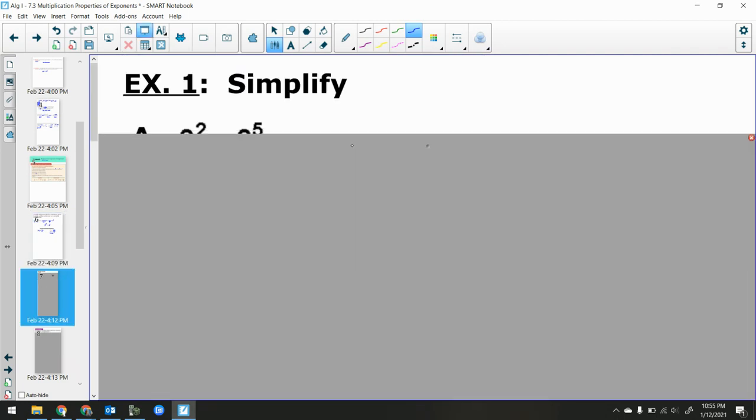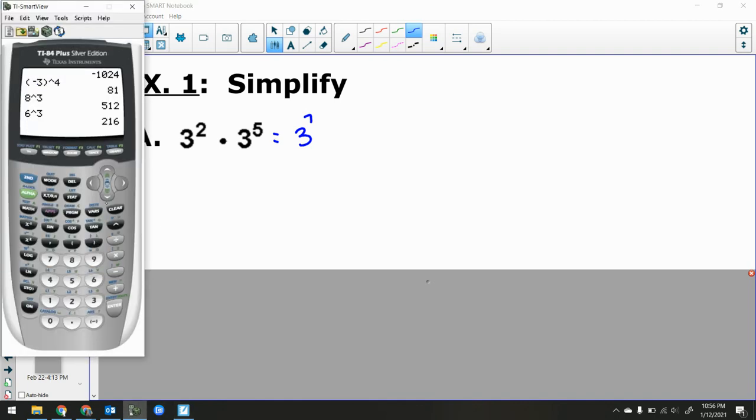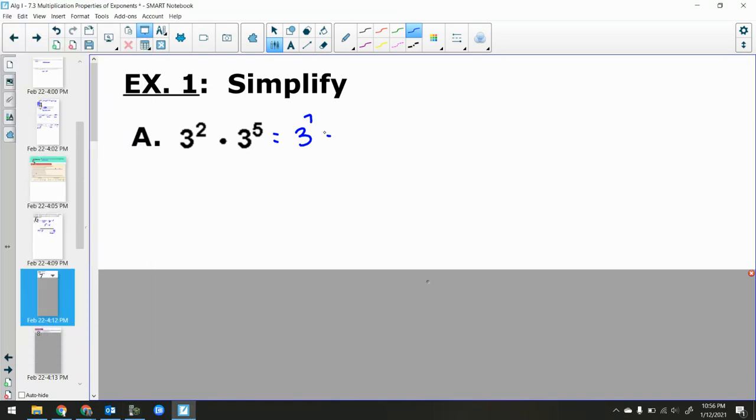Let's practice with it. Oh, we just did this. 3 to the second times 3 to the fifth is 3 to the 7th power. And if you wanted to at this point, you could go in and say, what is 3 to the 7th power? 3 to the 7th power is 2187.